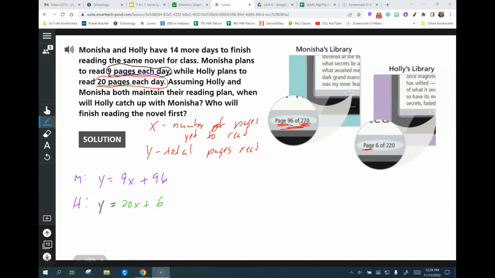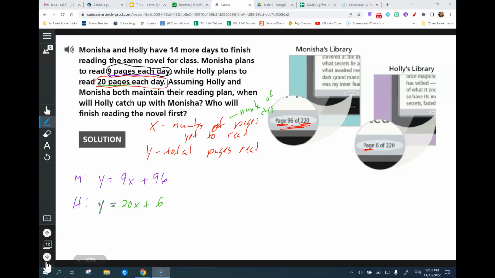So it says, assuming Holly and Monisha both maintain the reading plan, when will Holly catch up with Monisha? So what this is saying, number of pages yet to read, and this is going to be the number of days. Number of days also. Okay, so where they intersect is when they're going to have the same number of pages as to what, same number of pages that they have read.